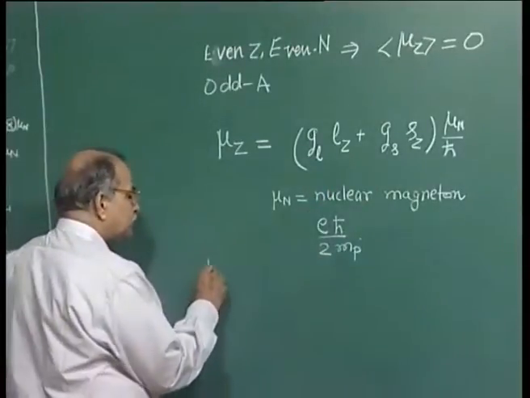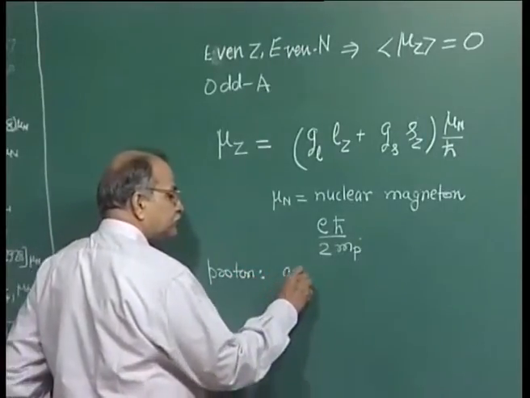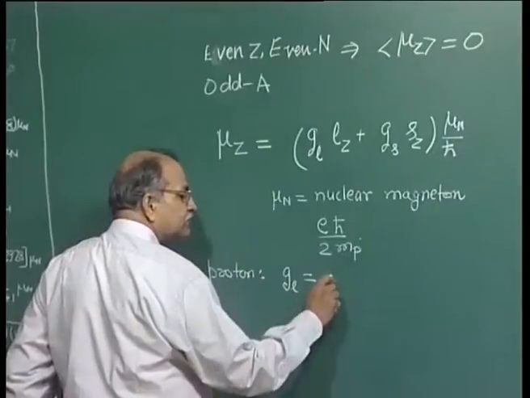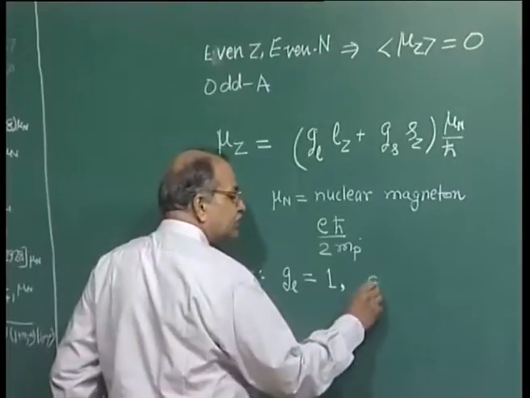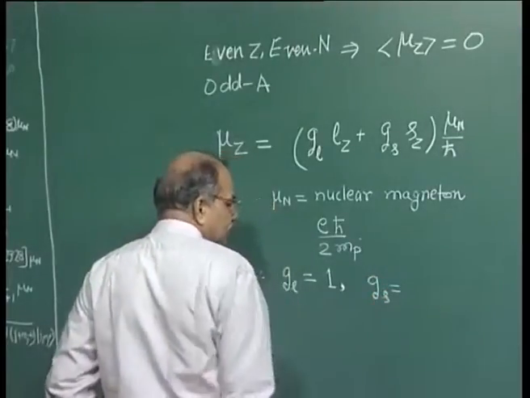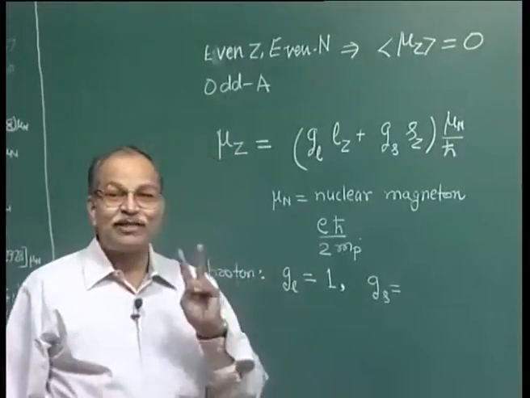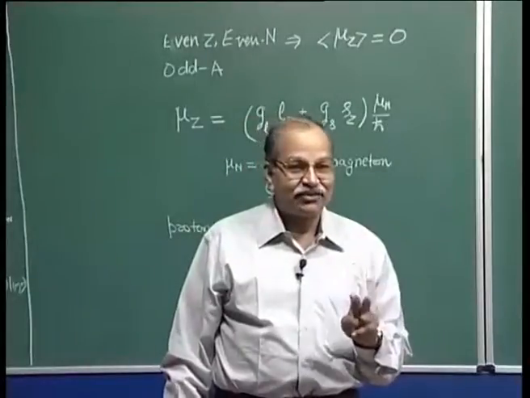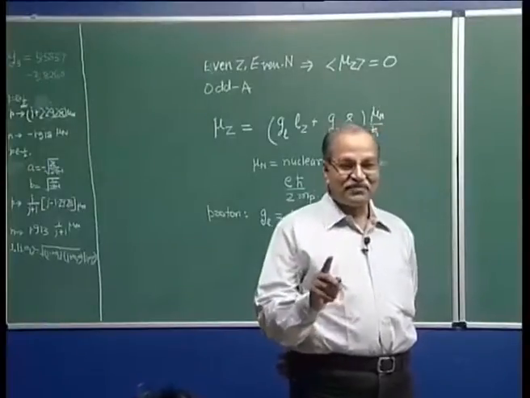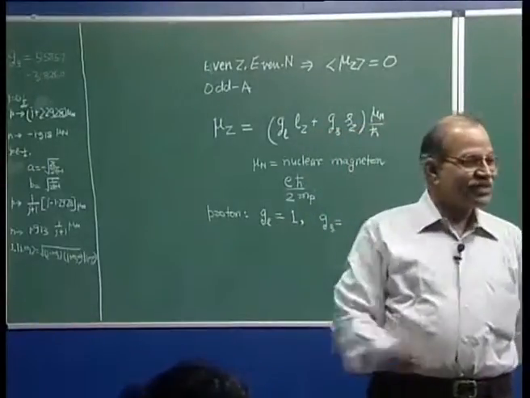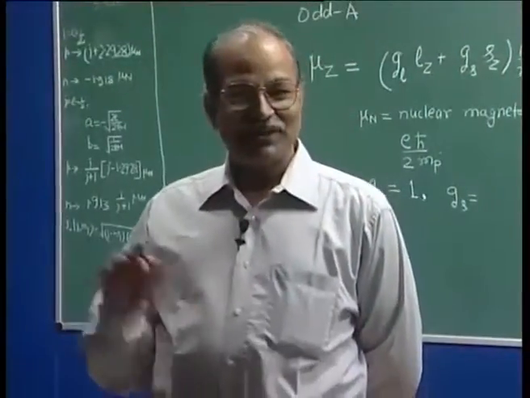So, for proton, you remember, what is g_L? For proton g_L is 1, and g_S is, no, it is not 2. g_S is 2 for electron, right. For electron g_L is 1 and g_S is 2. So, for point particles, point charged particles, the Dirac equation is okay, and the electron is a point structureless particle, and it gives you g_S equal to 2.